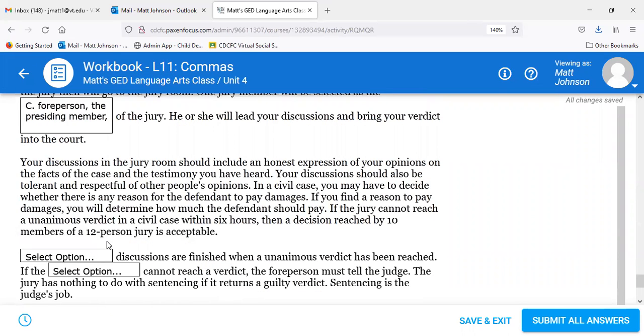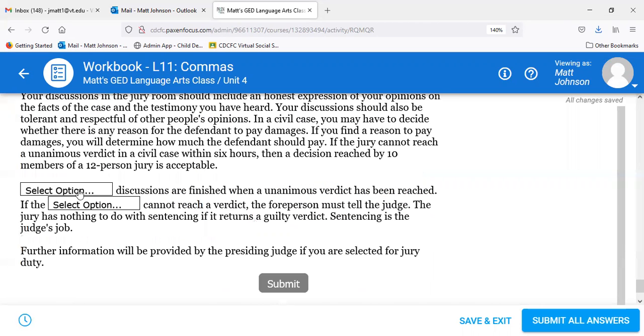Your discussions in the jury room should include an honest expression of your opinions on the facts of the case and the testimony you have heard. Your discussions should also be tolerant and respectful of the other people's opinions. In a civil case, you may have to decide whether there is any reason for the defendant to pay damages. If you find a reason to pay damages, you will determine how much the defendant should pay. If the jury cannot reach a unanimous verdict in a civil case within 6 hours, then a decision reached by 10 members of a 12-person jury is acceptable.